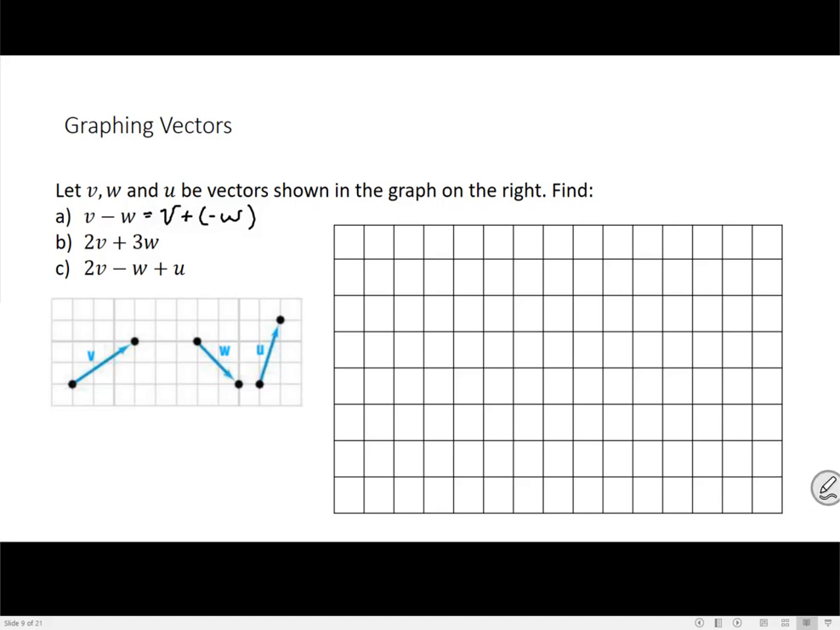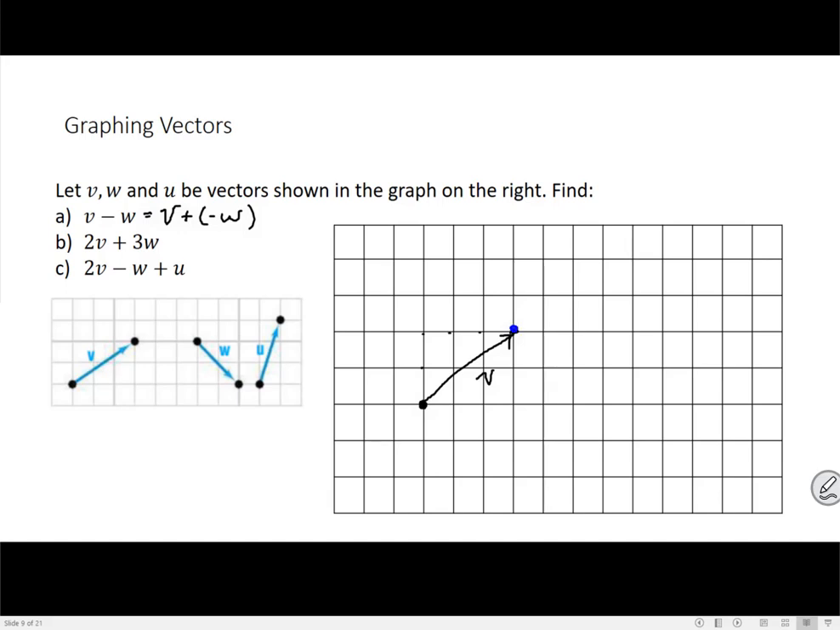So notice that vector v goes 2 units up and 3 units to the right. I started from the initial point to the terminal point. So if I put my initial point here, for v, I'm going to go 2 units up and 3 to the right. And that is my terminal point of vector v. So from that terminal point of v, I'm going to then draw the initial point of the vector negative w.